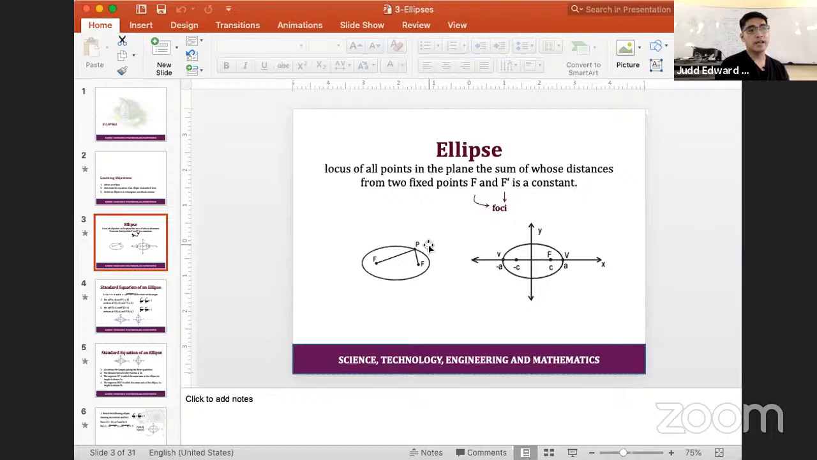We could read it as foci, foci, foci. So pwede kahit ano yung basa natin doon, pero I am using foci for this one. Pero sa iba pwedeng foci, pwedeng foci. So ang tawag dun sa dalawang focus natin, that is the fixed points. We call that foci, and that is a constant.